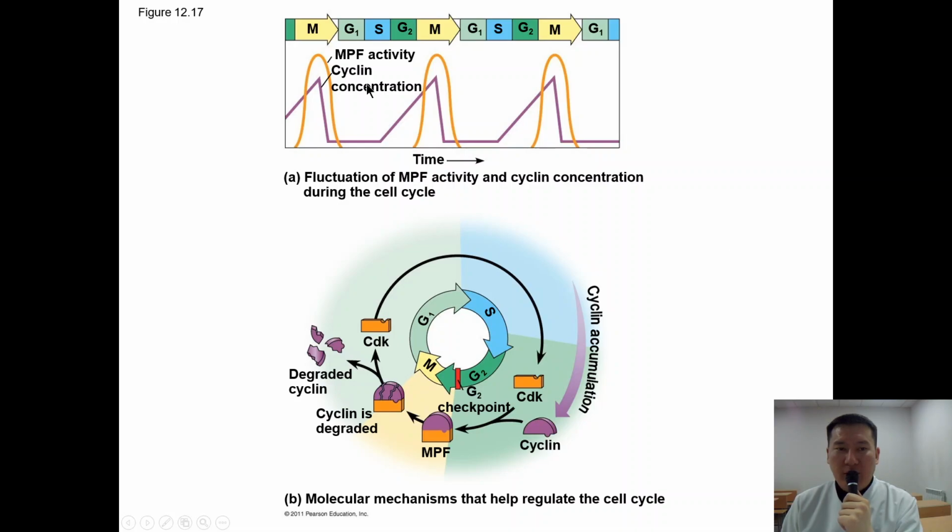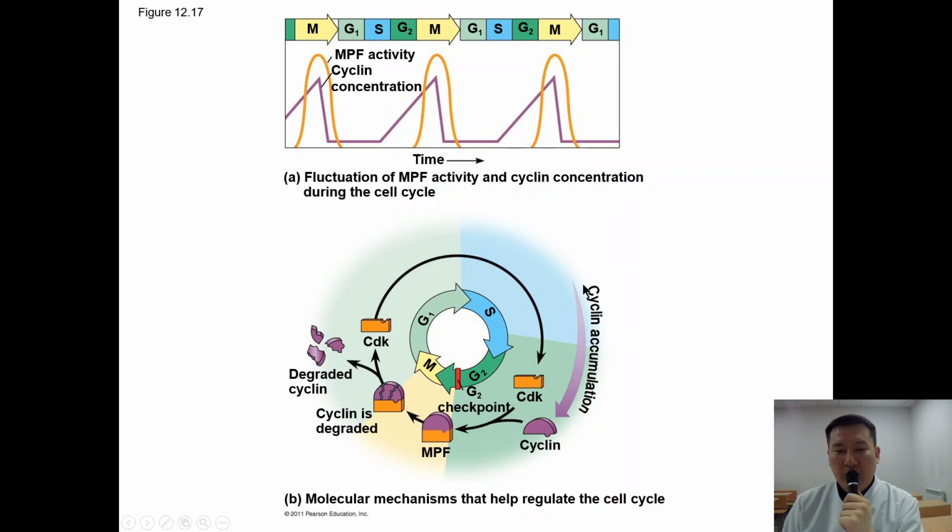So here you can see MPF activity and cyclin concentration. If the concentration is high, the cell will pass G1, then S and G2 phases, then mitosis, and one more time it begins, and so on. This shows the fluctuation of MPF activity and cyclin concentration during the cell cycle.